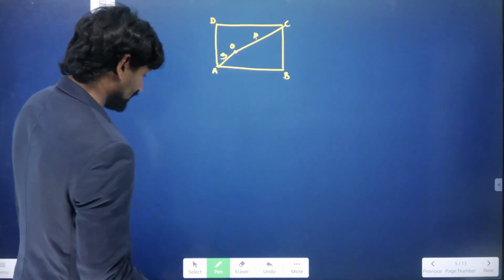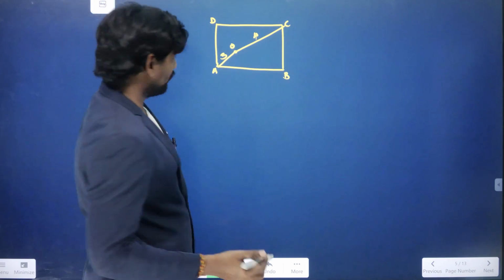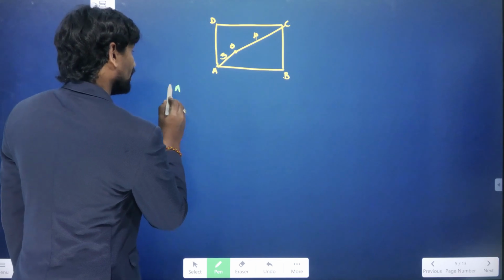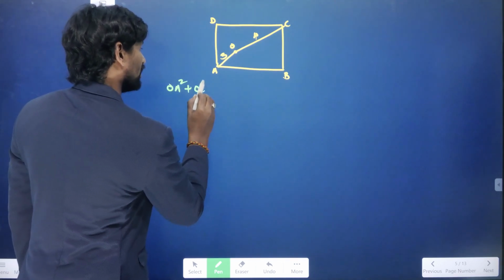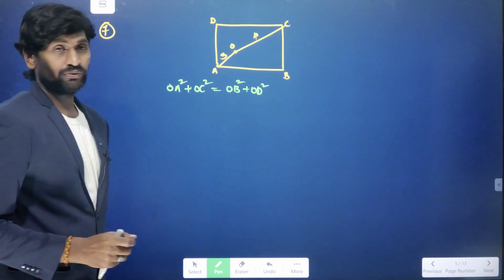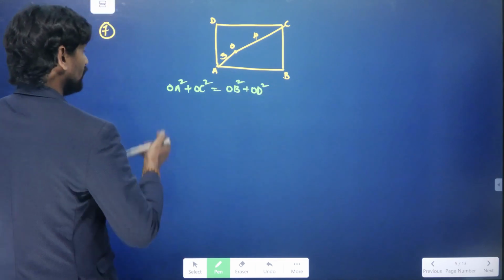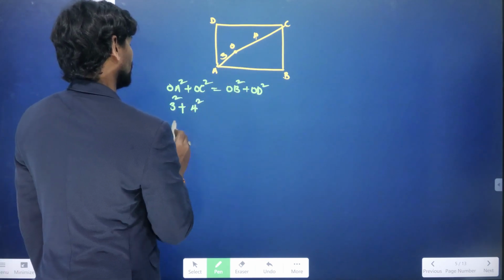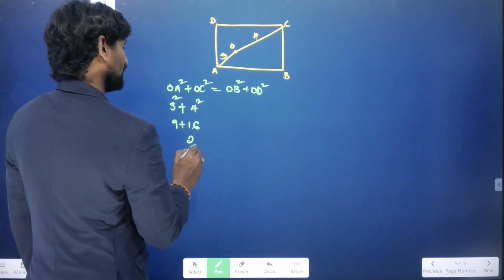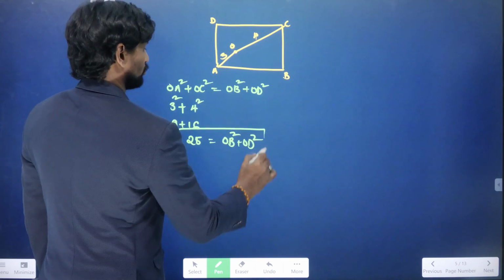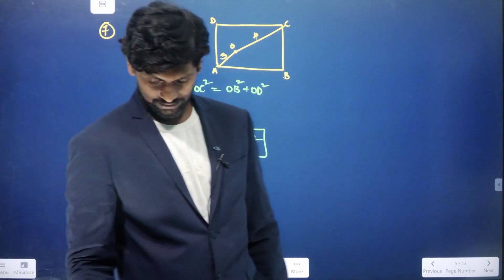We have already proved that in a previous class, so you can check if you have any doubts about it. If you take any interior point O like this, OA square plus OC square equals OB square plus OD square. We need to find OB square plus OD square. We know OA is 3, so 3 square plus OC square, 4 square. 3 square is 9, 4 square is 16, which is 25. Therefore, OB square plus OD square is 25.